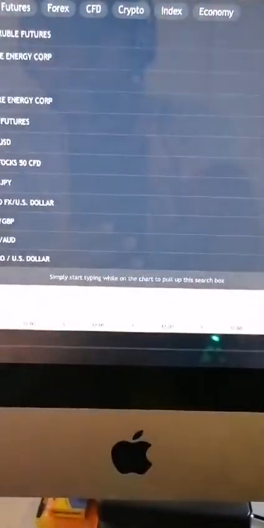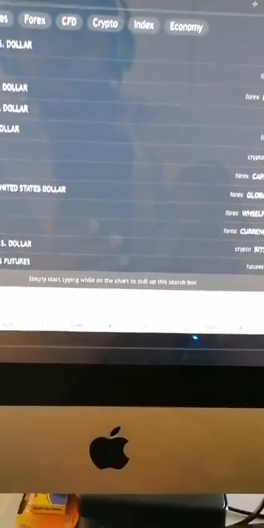All right, let me see. What else do we have? Do we have any suggestions? We've got Euro USD. Okay, let's look at the Euro dollar. Just give me a second. Euro USD. Let's see, what do we have on the Euro dollar?